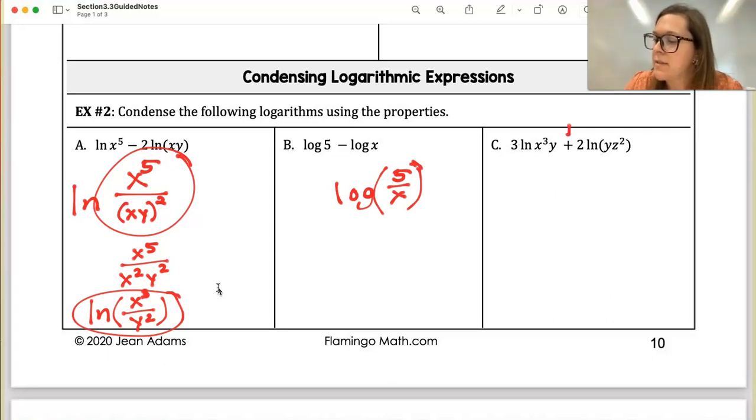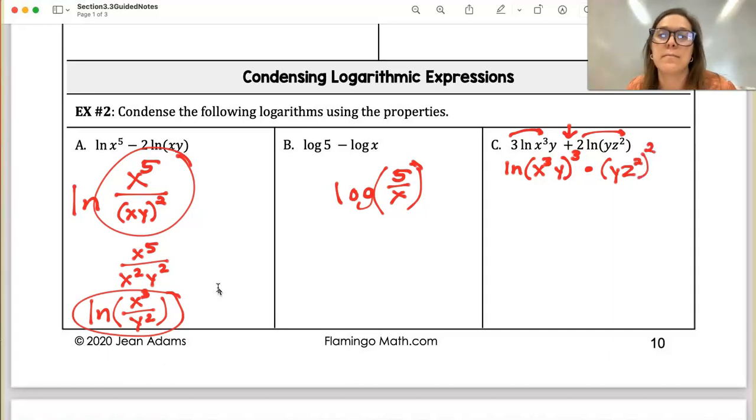C, I've got an addition, so that means I'm going to be multiplying. What am I multiplying? Well, first I'm going to do my power here. I'm going to take that 3 in front. So I have an ln of x to the 3rd, y to the 3rd, times, take this power up, y z squared, squared. Is everybody okay with that move?